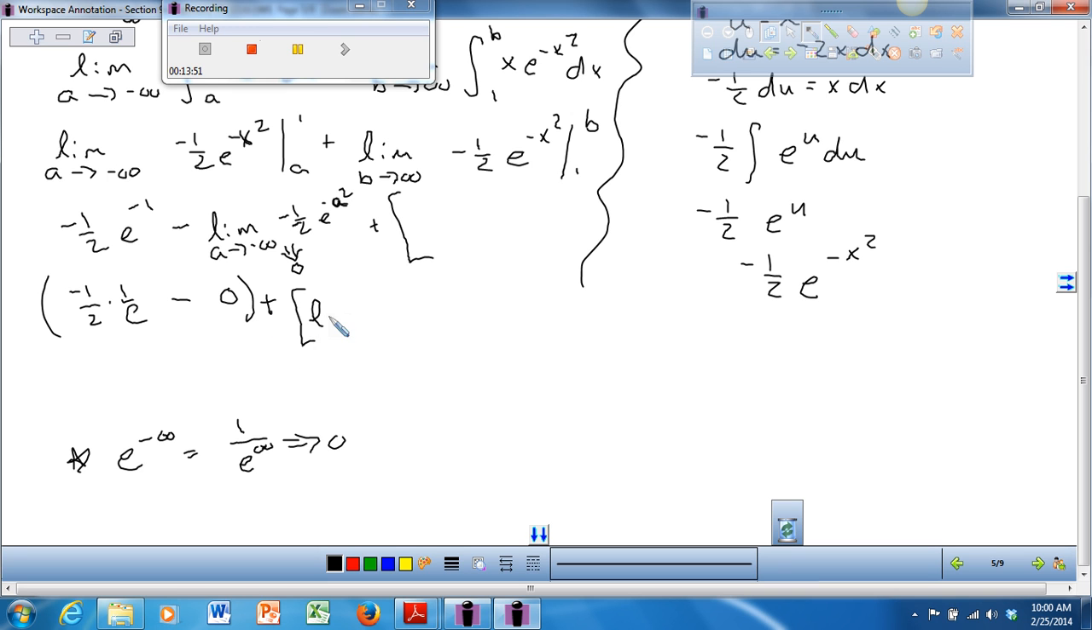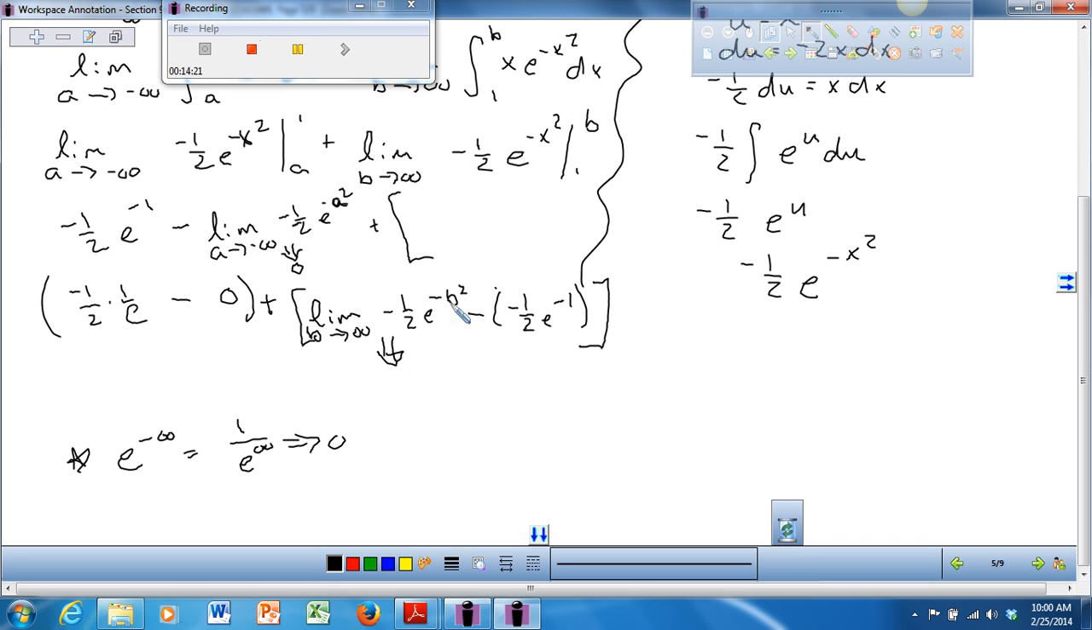this time, our limit comes first. The limit as b goes to infinity of the same thing, negative 1/2 e to the negative x squared, b squared. You're right. Minus negative 1/2 e to the negative 1. All right, so on this one, what happens?